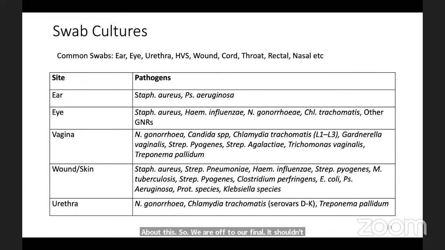Which is talking about swabs. There are several swabs that come to the lab for culture. We can have eye, ear, urethral swab, cervical swab, cord, nasal swab, rectal swab, and all these are coming from specified sites of the human body. And they all have a purpose for bringing them. The fact that they are all swabs doesn't mean we treat them all the same.